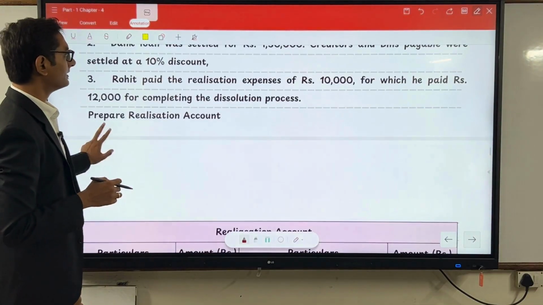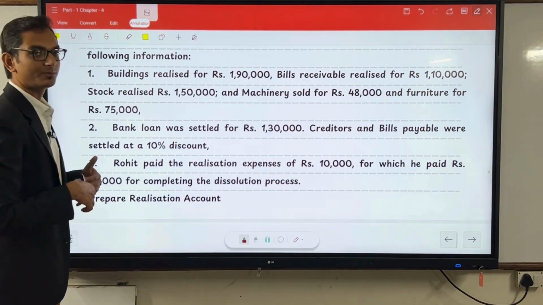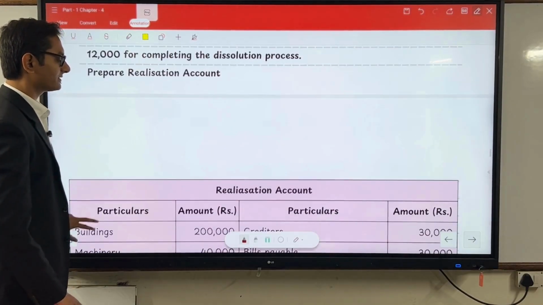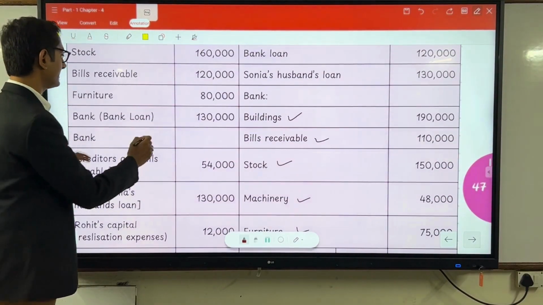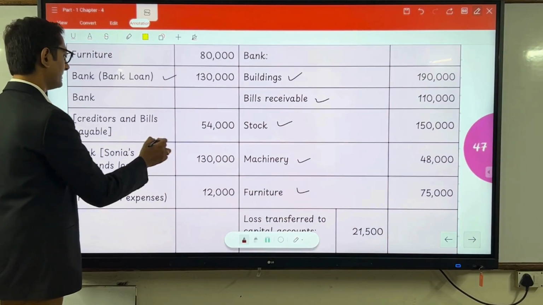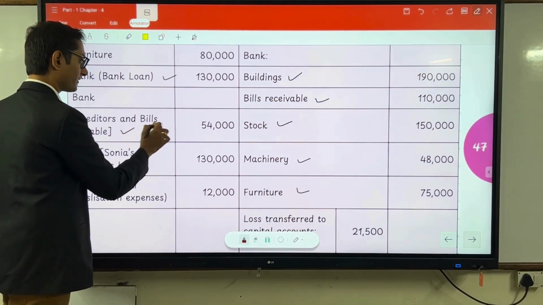उसके बाद liabilities जो हमने पे किए, बैंक लोन was settled for rupees 1,30,000. बैंक लोन हमने पे किए 1,30,000, and creditors and bills payable are paid off 54,000.